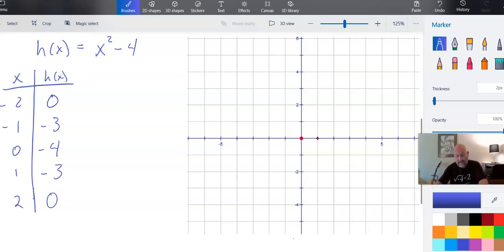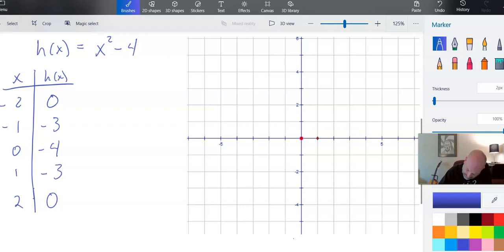Now it's interesting. These are y values. I have a y value of 0, which means if the y value is 0, you have an x-intercept. If the x value is 0, you have a y-intercept. If the y value is 0, you have an x-intercept. So we've actually found both here. Let's go ahead and graph these.